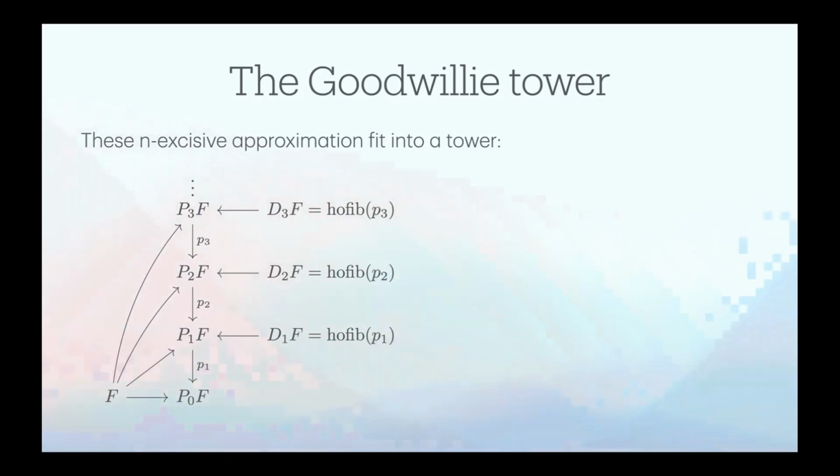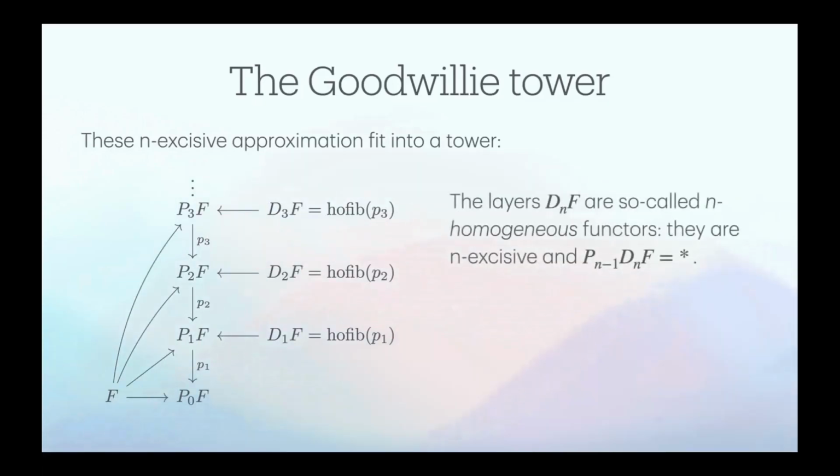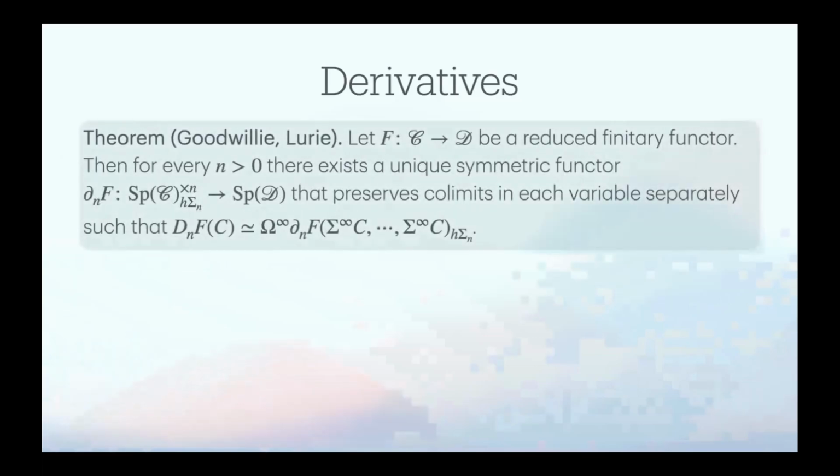So these layers, one can think of them as the differences between the nth stage and the (n-1)st stage of the Taylor series. So they are some kind of monomials. And they are so-called n-homogeneous functors, meaning that somehow they're concentrated in one degree. So the derivatives are defined in terms of these n-homogeneous approximations.